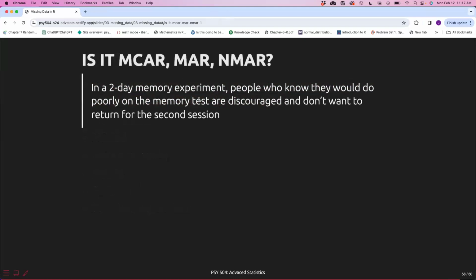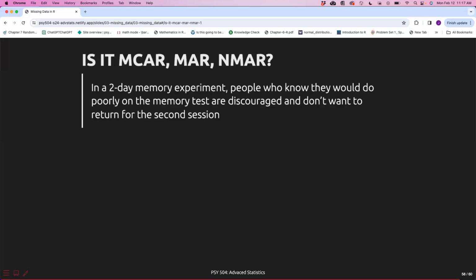So in a 2-day memory experiment, people who know they would do poorly on the memory test are discouraged and don't want to return for the second session. What mechanism would that be? Not missing at random, yeah, it'd be not missing at random. Why would it be not missing at random?